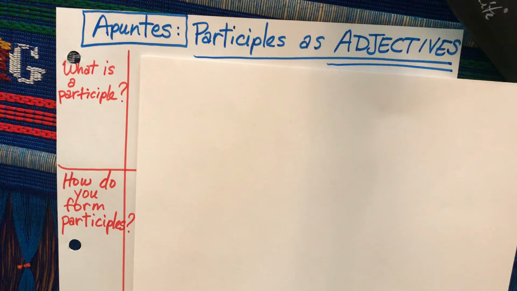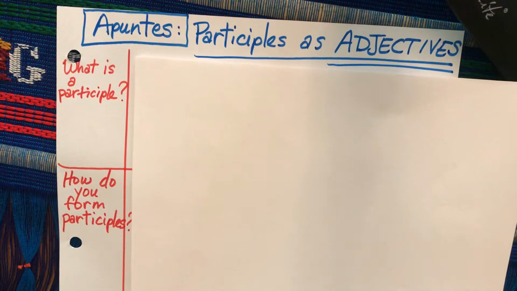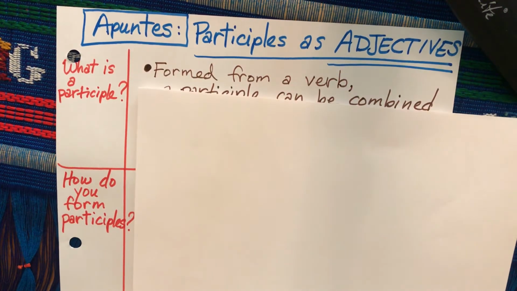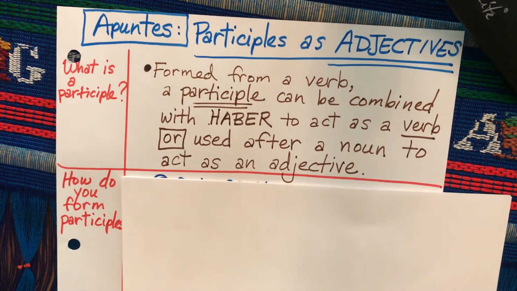So today we're talking about participles as adjectives. Participles. So that brings up our first question. What is a participle? You can be fluent in a language and use participles all the time without knowing what that term means. And that's okay, but I do want you to know about the grammar as well as how to speak Spanish. So question number 1, what's a participle? A participle is formed from a verb.